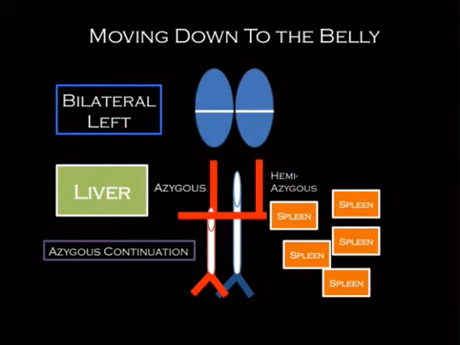Now, the opposite is this bilateral left-sided. Well, what's on the left? Spleen. So we've got more spleen. So this is a polysplenia situation. And then we've got azygous continuation of the IVC. In other words, the IVC is switched to the other side.